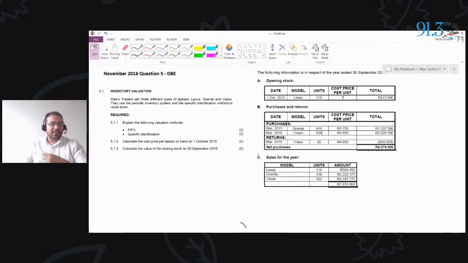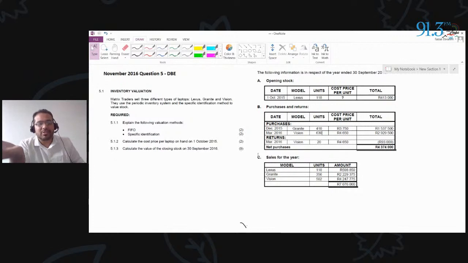So the first thing is, let's explain it. What does FIFO mean? FIFO means first in first out, right? So in other words, it will be assumed that the items that you are buying first, you will be selling first, right? So that means first in first out. The type of businesses that make use of this method are companies that sell fresh produce or food items, or items that have a very limited shelf life.